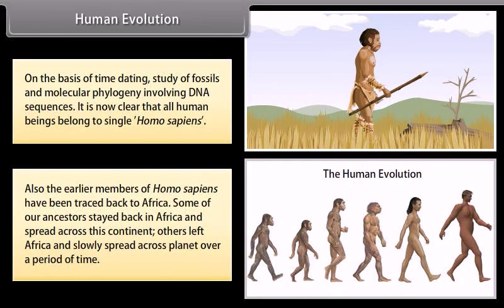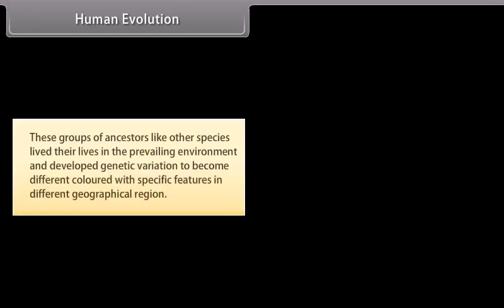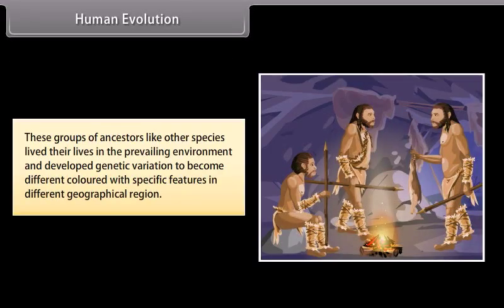Also, the earlier members of Homo sapiens have been traced back to Africa. Some of our ancestors stayed back in Africa and spread across this continent. Others left Africa and slowly spread across the planet over a period of time. These groups of ancestors, like other species, lived their lives in the prevailing environment and developed genetic variation to become different colored with specific features in different geographical regions.